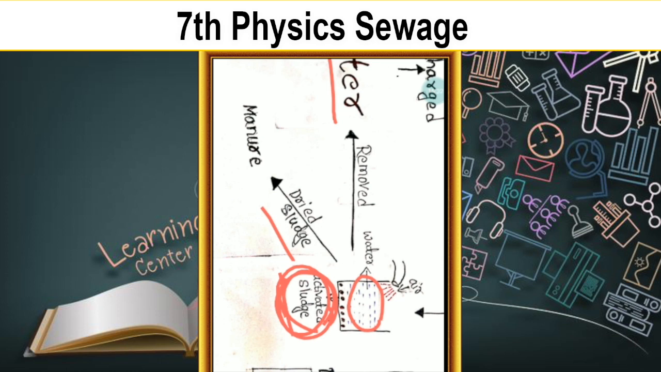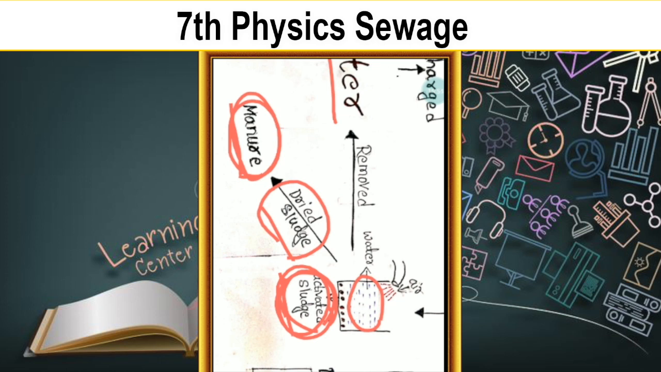Then this dried sludge is used as manure, retaining organic matter and nutrients to the soil. You know the manure is used in a farm.